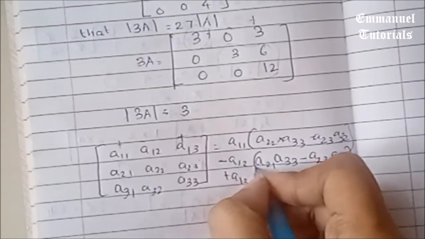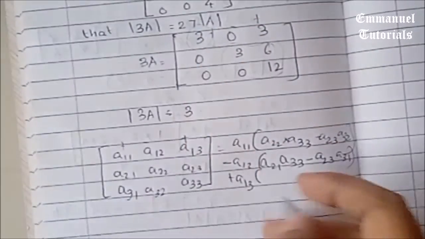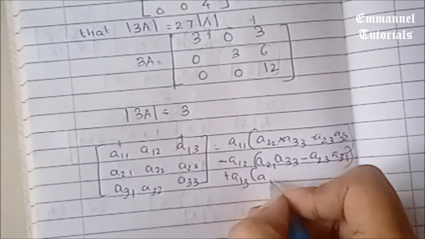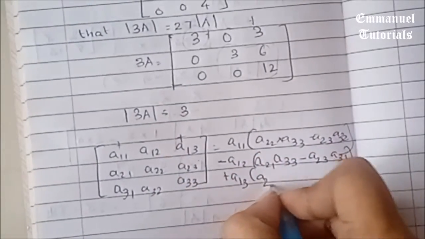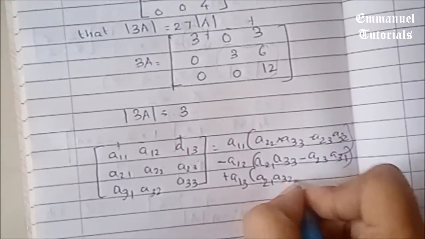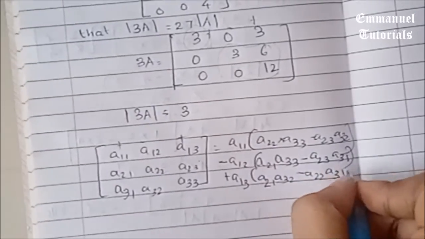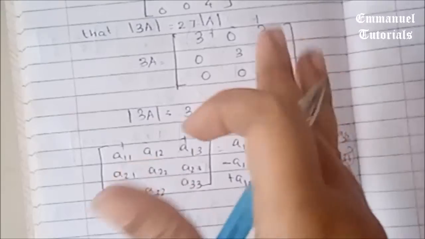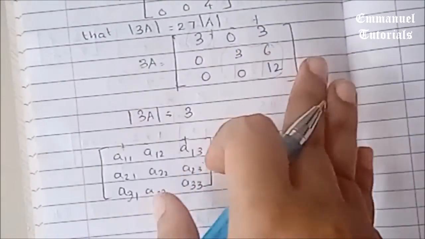Then A13, leave this column, see the other two columns. So it's going to be A21, A22, A31, A32. So A21 A32 minus A22 A31. So I think you found this simple. Now this we are going to apply for this matrix where we have the values.